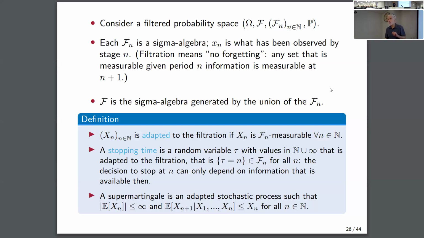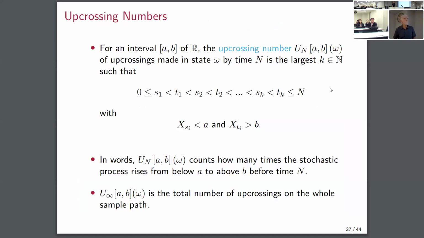A supermartingale is an adapted stochastic process which has a finite expectation and which drifts down. The expectation of X_{n+1} given X_1 through X_n is less than or equal to X_n. If you haven't heard of martingales, the expected value of X_{n+1} equals X_n. So there are two obvious cases: it can go up, it can go down. Why is supermartingale down and not up? I don't know, that's just the word.